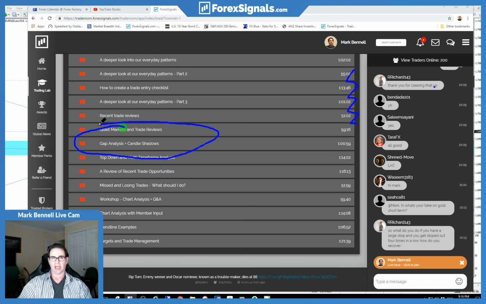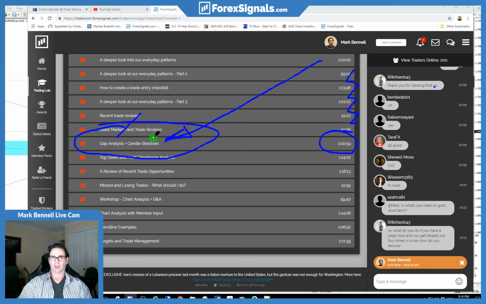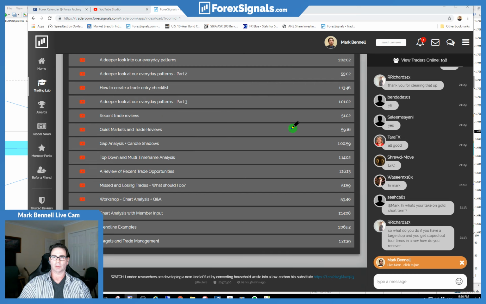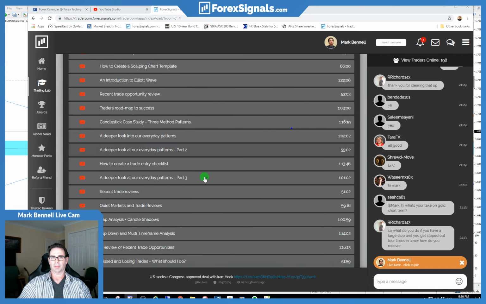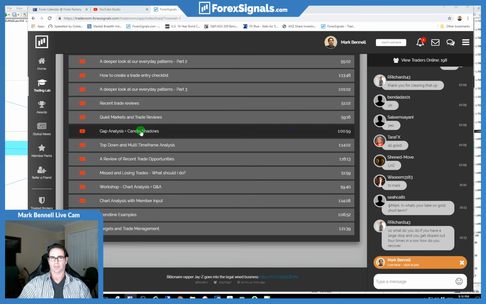Gap analysis and candle shadows. A whole hour on gaps and candle shadows. Do you want to know about those, what to do about them? Go and have a look. Module A, right down the bottom. Here.